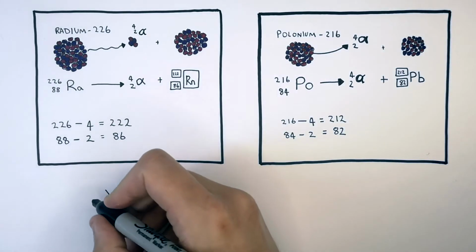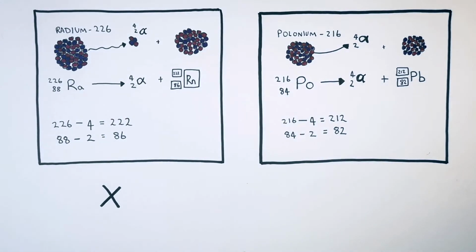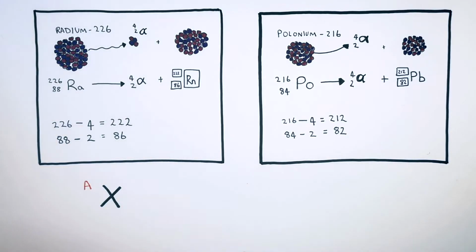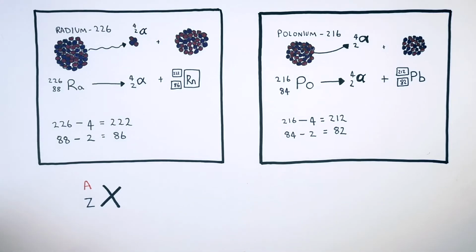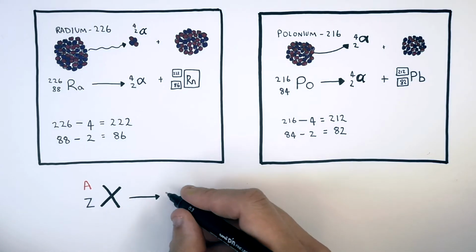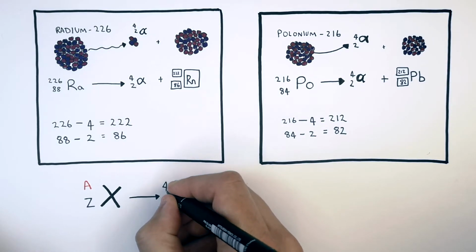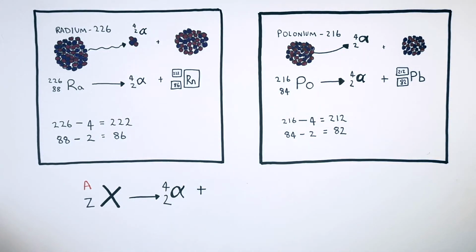So to represent alpha decay, you start off with an element, in this case X, whereby the top number is the relative atomic mass, A, and the bottom number is the atomic number, Z. So we know that an alpha particle has a relative atomic mass of 4 and an atomic number of 2. So this here is how you'd always write the alpha particle, 4, 2.